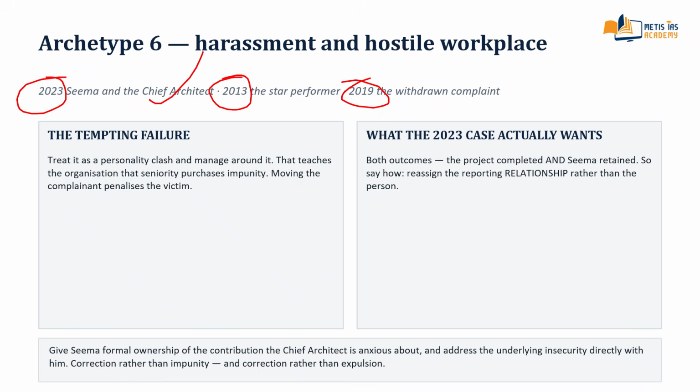The 2023 case wants both outcomes explicitly: the project completed and Seema retained. So you have to say how. Reassign the reporting relationship rather than the person. Give Seema formal ownership of the contribution the chief architect is anxious about, and address the underlying insecurity directly with him. Correction rather than impunity, and correction rather than expulsion.